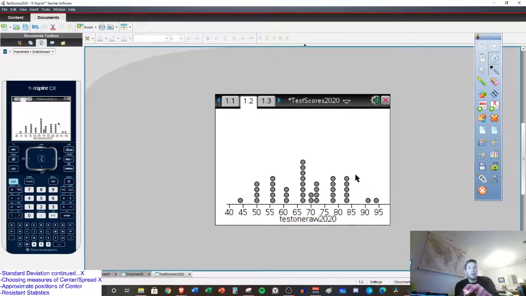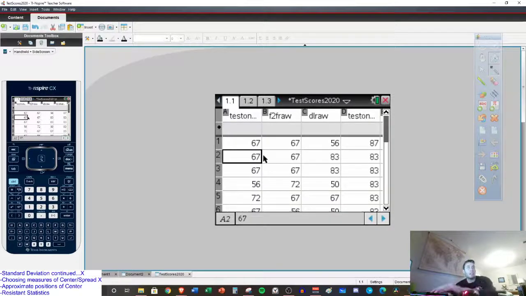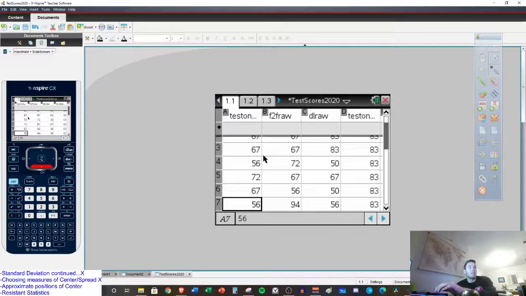How would I do that? Well, that means I need to add more outliers on the right side, which means I need bigger values. So let's go to our test one raw data, and the mean was 68. Let's take the 72 on row 5, and change that to a 100. Okay, let's say they got 100 on the test.